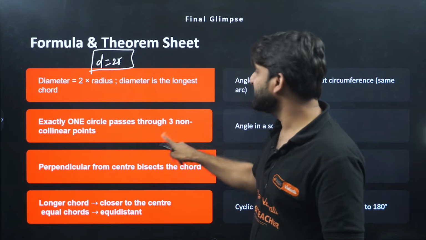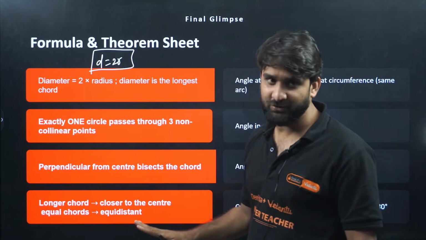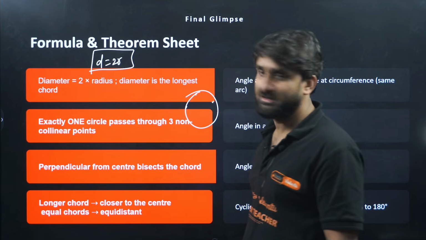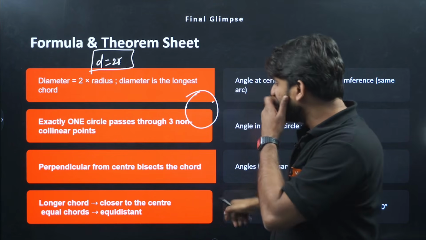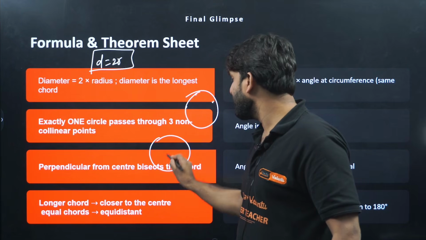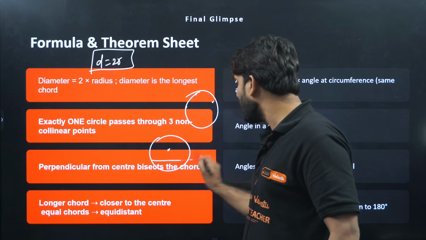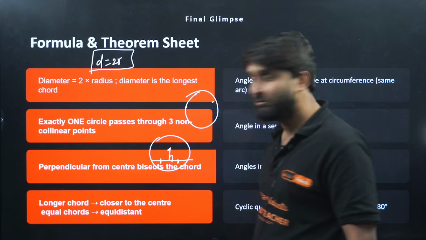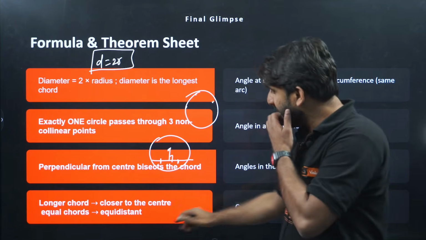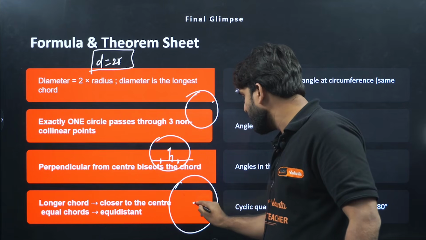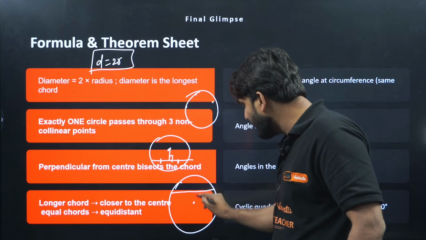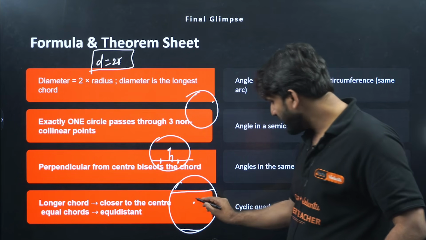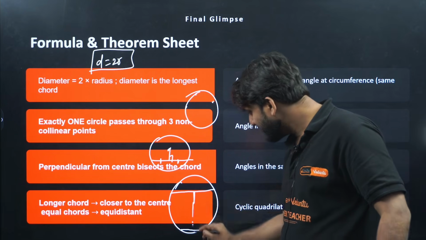Theorem: exactly one circle passes through three non-collinear points. So if three points are non-collinear like this, only one circle is possible. The perpendicular from the center bisects the chord. If there is a circle with a center and a chord, and you draw a line perpendicular from the center, it divides the chord into two equal parts. Longer chord: the longer chord will be closer to the center and the smaller chord will be away from the center.